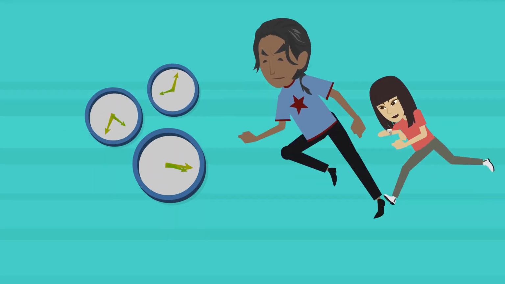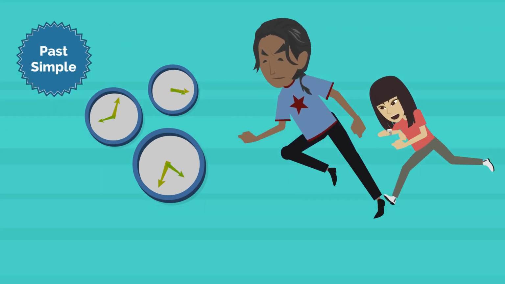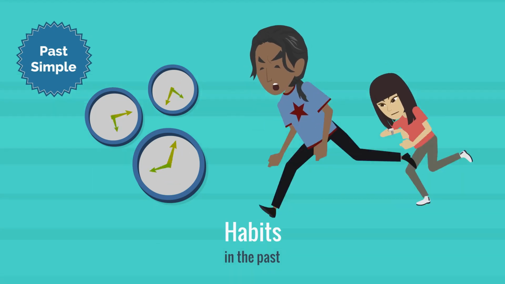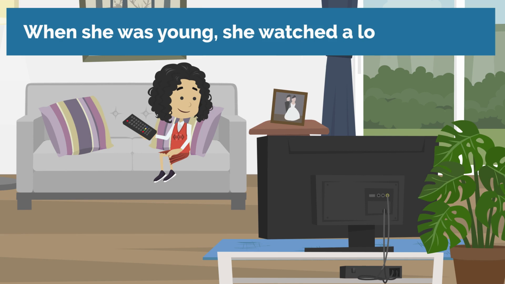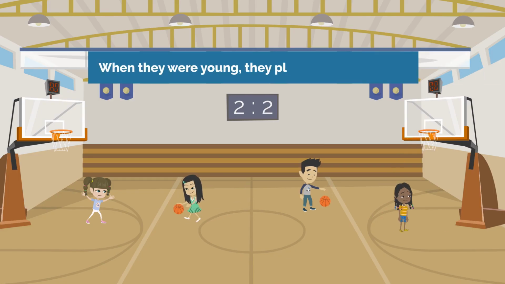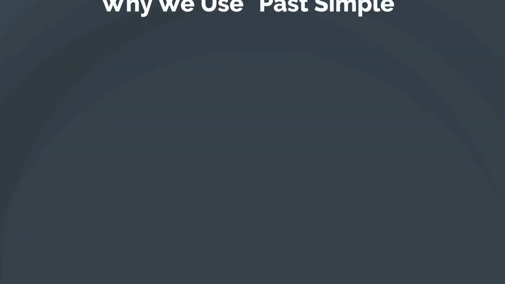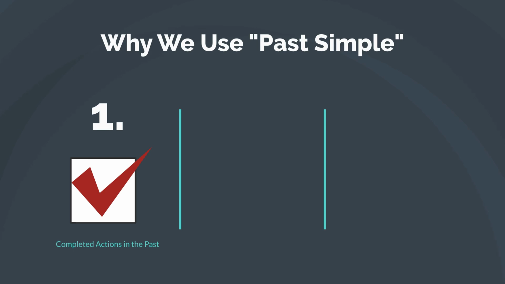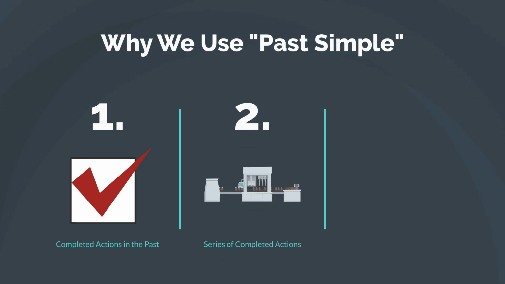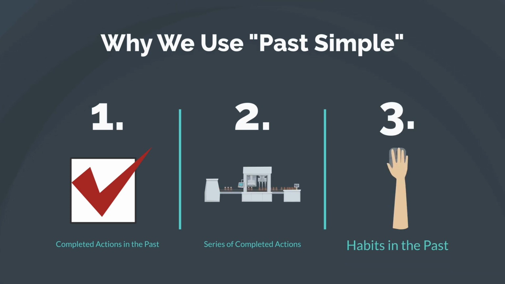We can also use the simple past to talk about habits in the past. For example, when she was young, she watched a lot of movies. When they were young, they played a lot of sports. Therefore, the three main reasons we can use the simple past verb conjugation are completed actions in the past, series of completed actions in the past, and habits in the past.